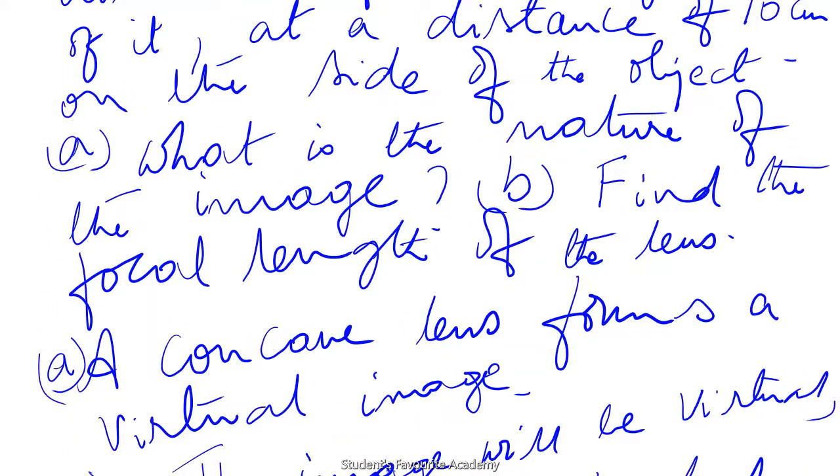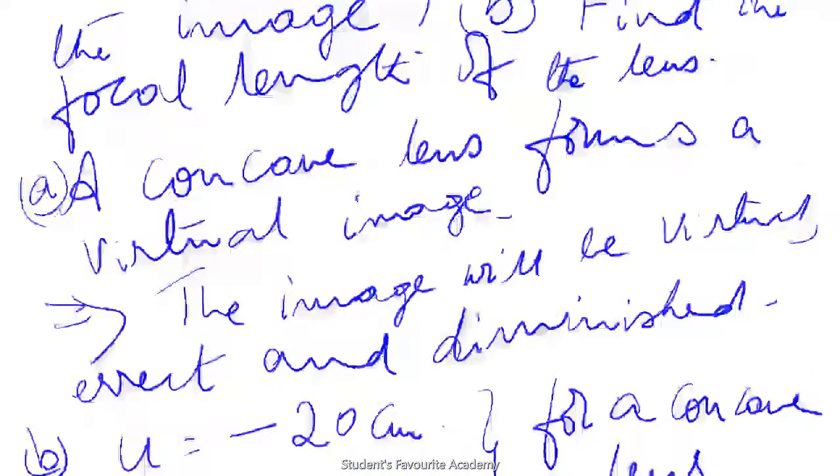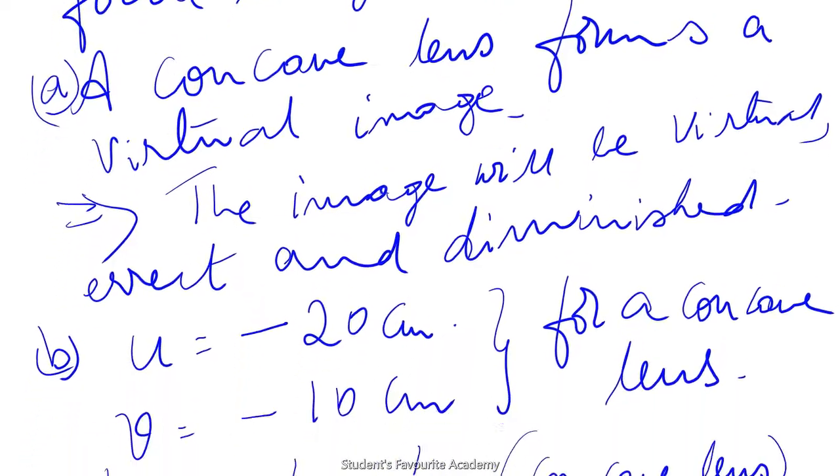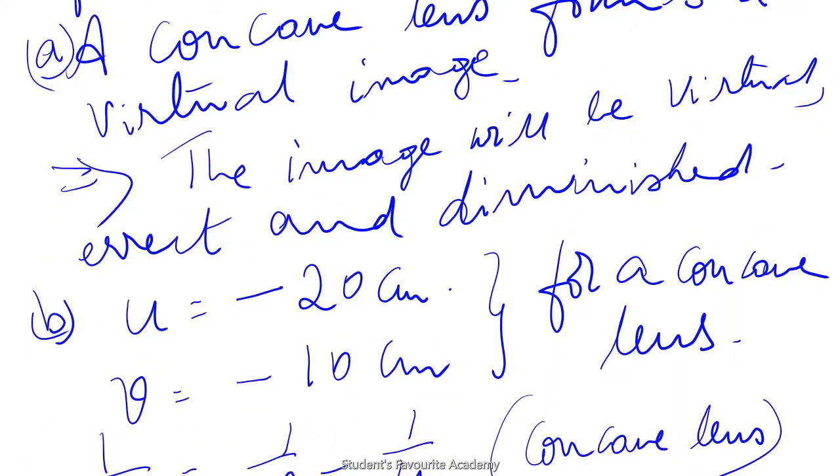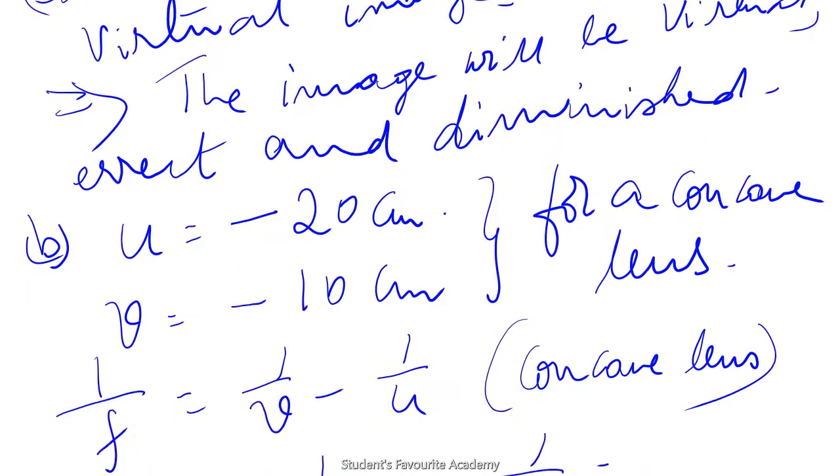Now a concave lens always forms a virtual image. So the image will be virtual, erect and diminished. That will be the nature of the image. Okay, u and v both are negative for a concave lens. So u is minus 20, v is minus 10.